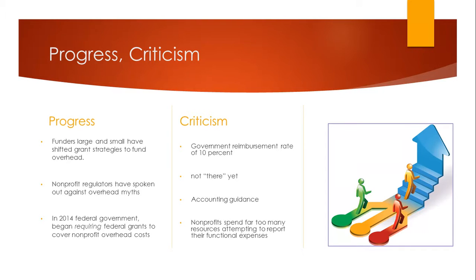Some criticisms that she has. She criticizes the government for setting a pitifully low default overhead reimbursement rate of only 10%. She also repeatedly notes that though progress is being made in looking at overhead differently, we are still, quote-unquote, not there yet. She also criticizes accounting guidance for being too vague to determine which expenses belong to which function when managing financial statements and setting budgets. And the last thing I have on here is that she talked about how nonprofits spend far too many resources attempting to report their financial expenses.